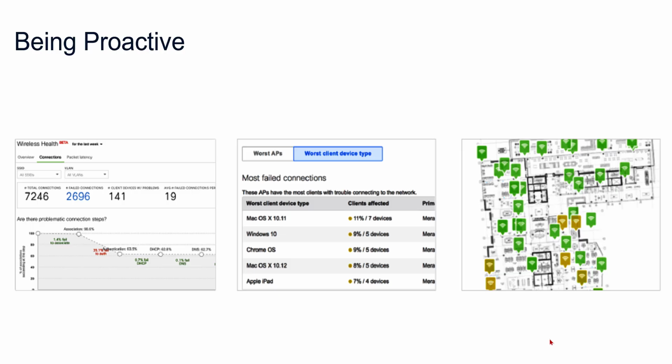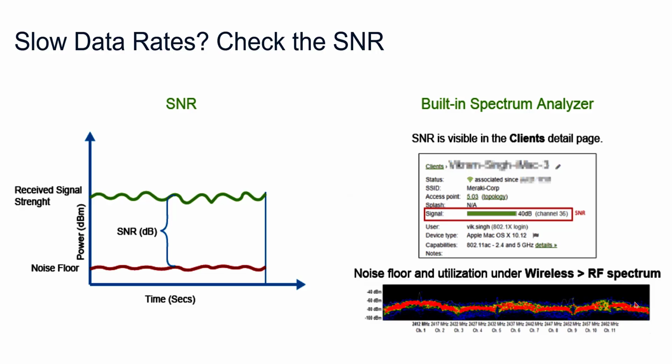Signal to noise ratio matters as well. All right? Slow data rates are almost always tied to a signal to noise ratio. We'll take a look at that right now. All right, so here it is. Slow data rates, check that signal to noise.